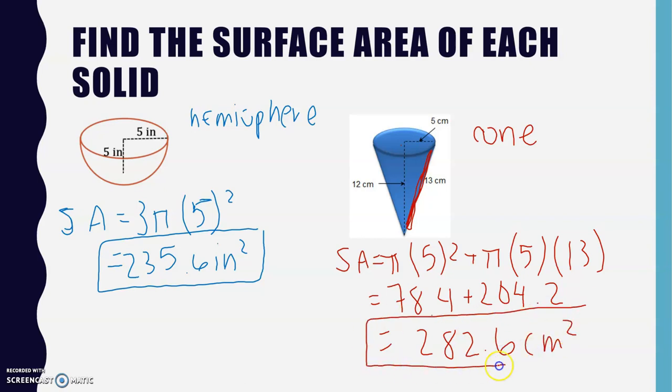And one thing I guess I should have mentioned at the beginning is that since surface area is a type of area, it's like the sum of all of the areas of the solid, the units is still units squared. We're going to do volume next, and that's the one where it will be units cubed. But with surface area, like I said, it's all the areas, so it's still units squared.